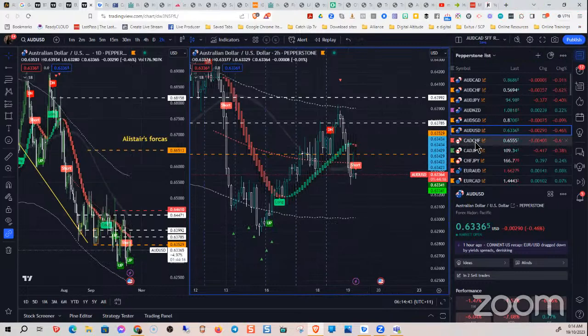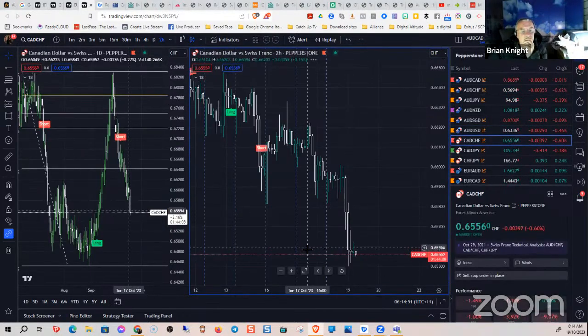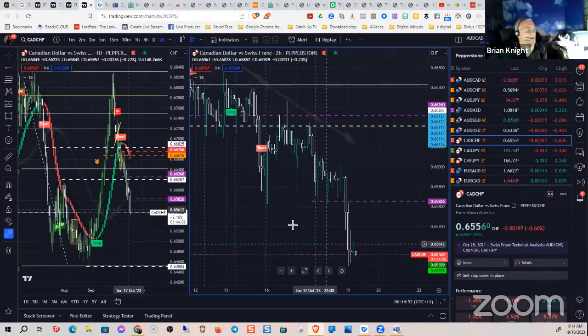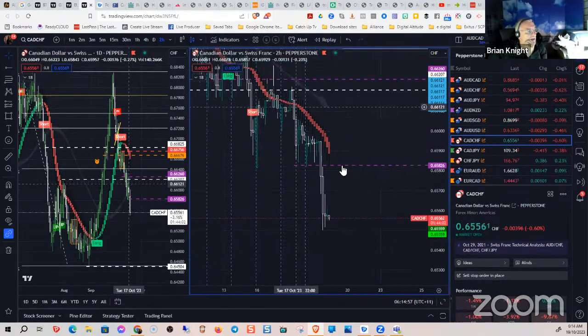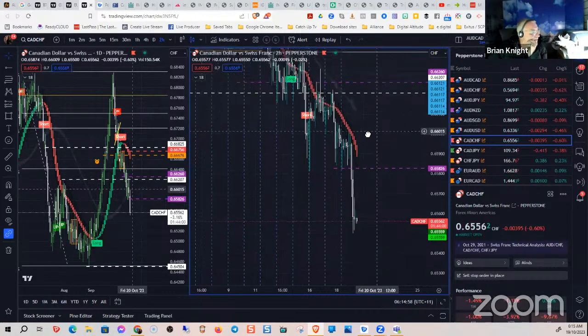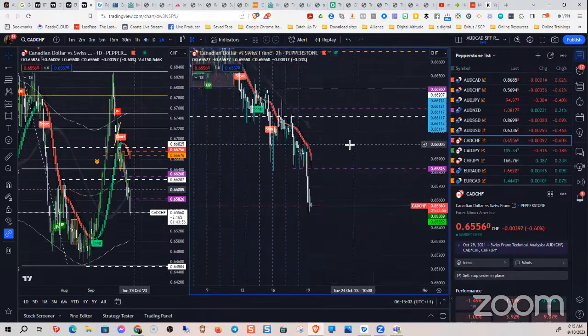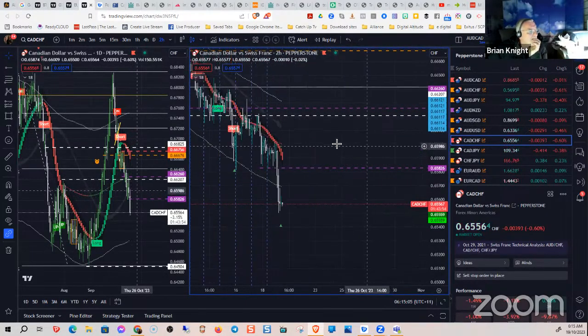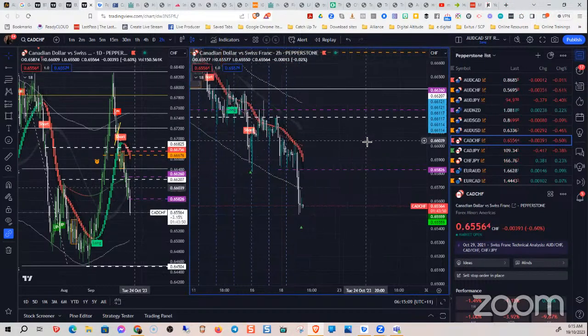AUD CHF. I think I'm still, no, I'm a CAD. CAD CHF. Yeah, I'm in that. I'm up 69. Wow. Look at that. Still keep going. I caught this one too. And I'm out. You're out. Yeah, because I got the green arrow.